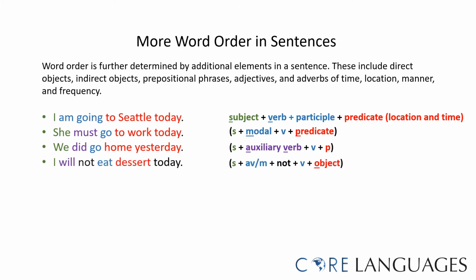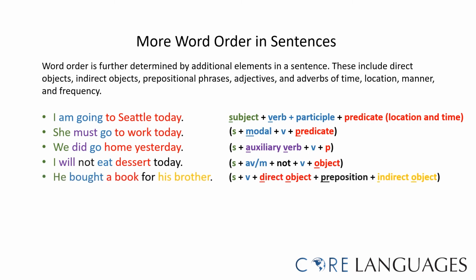I will not eat dessert today. This sentence uses a modal verb, but it is also negated. So the word not is placed between the modal verb or the auxiliary verb and the other verb. I will not eat.